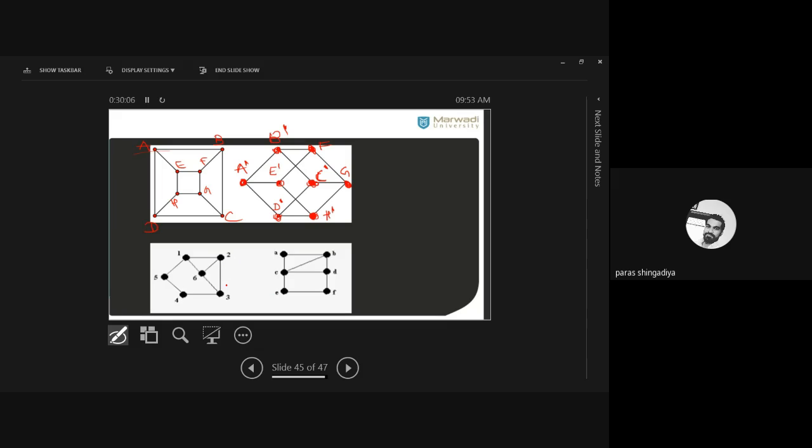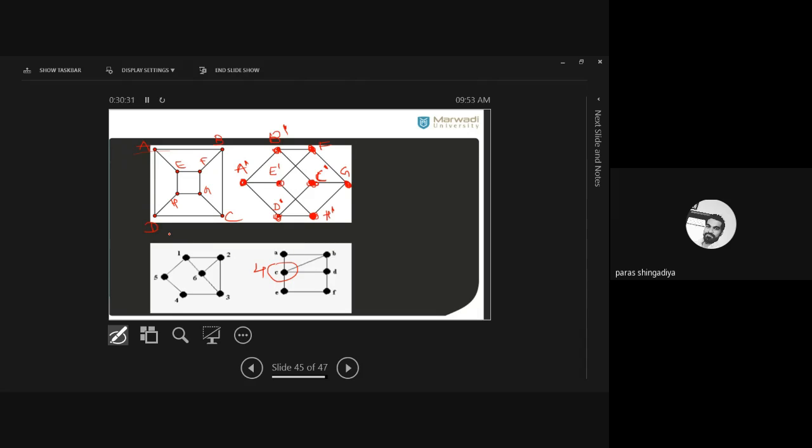And here you can see that they are not isomorphic graphs. Why are they not isomorphic graphs? Because see, this vertex has degree 4, and here we have no such vertex whose degree is 4. Clear? So here we cannot find the image of this vertex in this graph. Its degree is 4 and there is no vertex here whose degree is 4.